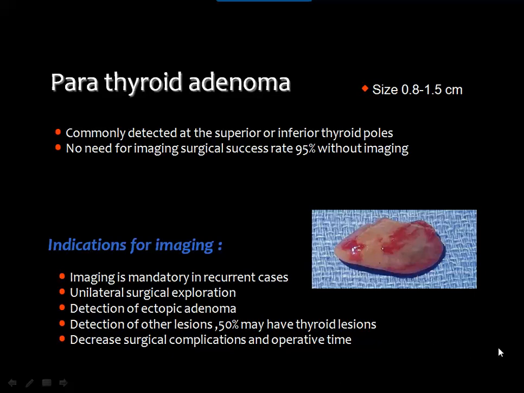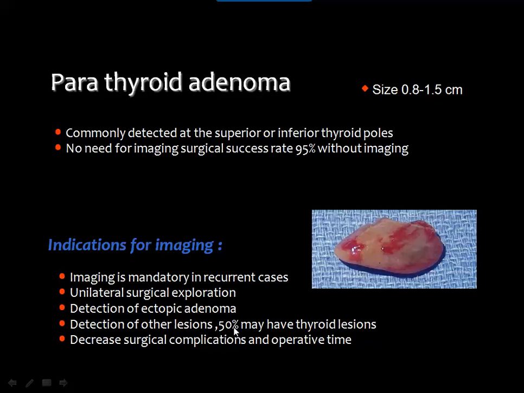In the previous days, we used not to look for the parathyroid adenoma; we just diagnosed the patient as having hyperparathyroidism, then they explored his neck looking for the parathyroid adenoma. But nowadays we may go for imaging, especially in these particular situations. Number one, in recurrent cases. Number two, to have unilateral surgical exploration instead of exploring both sides of the neck, detection of ectopic adenoma before surgery, and detection of other lesions.